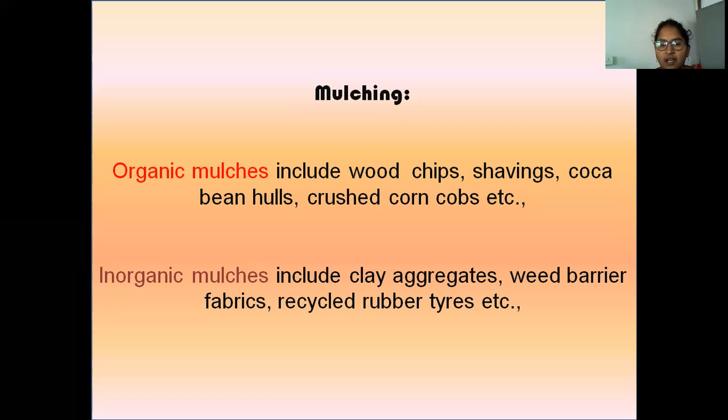What is meant by organic mulches? That includes wood chips, shavings, crushed corn cobs, leaves, manure, newspaper, peat, and raw wood fibers, etc. These are the different organic mulches.